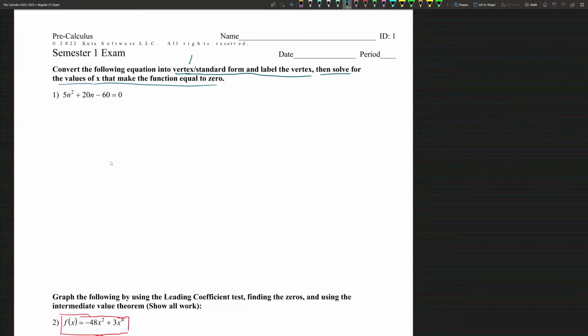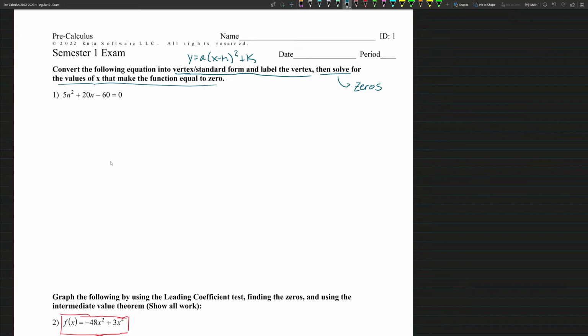We need vertex form, so we need our equation to look like this. And then we need zeros. I phrased it weird for some reason. I'm just saying find the zeros. So two different parts, and I'll do these in two different colors. All right, first one. So let's get the vertex form and label the vertex.